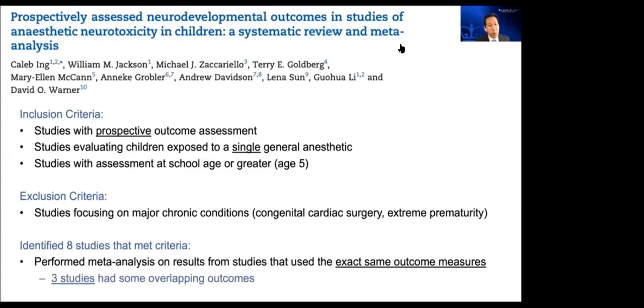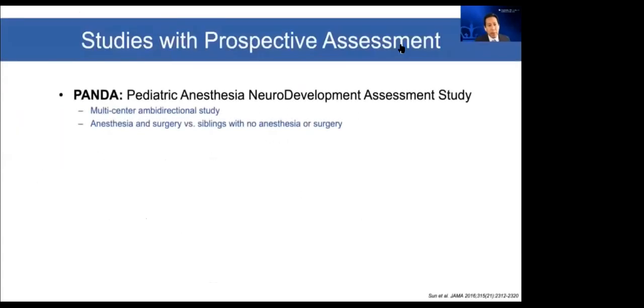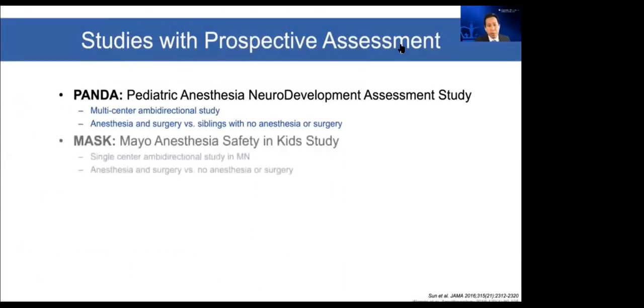We ultimately identified 3 studies which had overlapping outcomes. The first study is the PANDA study, which is a multi-center ambidirectional study evaluating children who received anesthesia and surgery and comparing them with their siblings with no anesthesia or surgery.